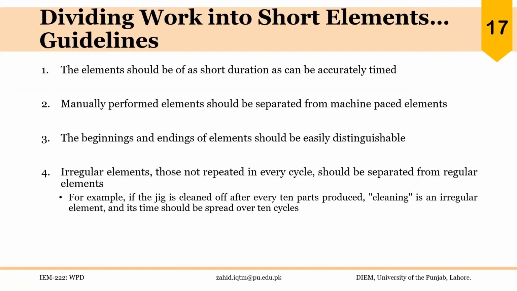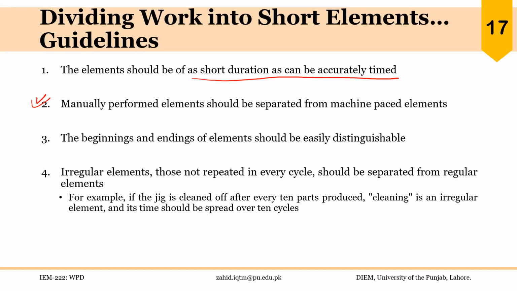So there are some simple rules to divide the job into elements. Elements should be of as short duration as can be accurately timed. They should not be too short, so that they are difficult to time. Manually performed elements should be separated from machine-paced elements. This is very important once we are finding standard time for the tasks that are machine dependent. And we will solve one example of such a task as well.